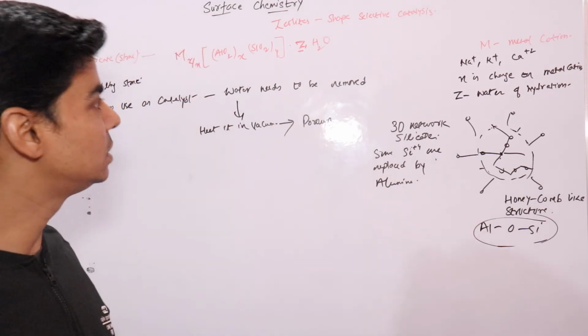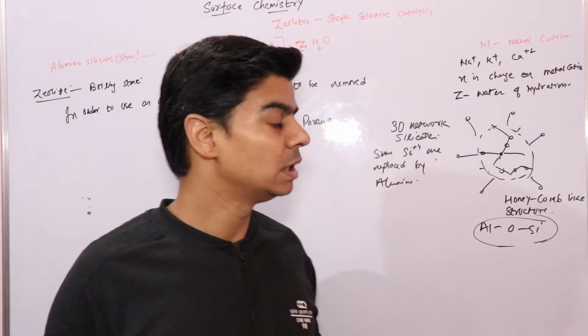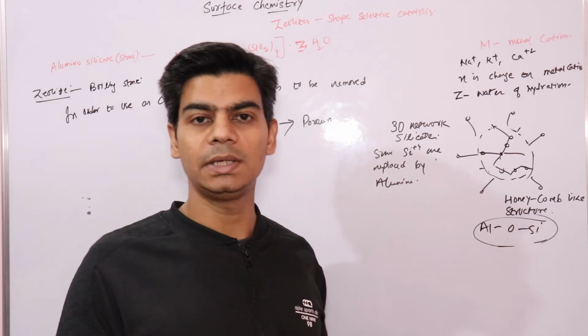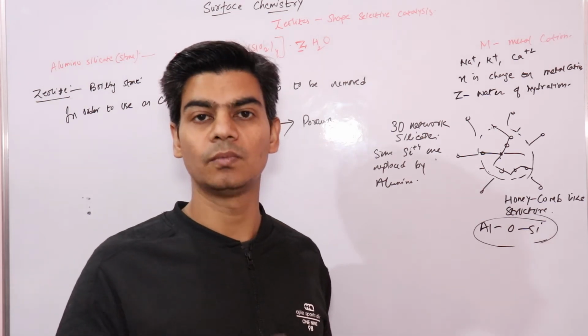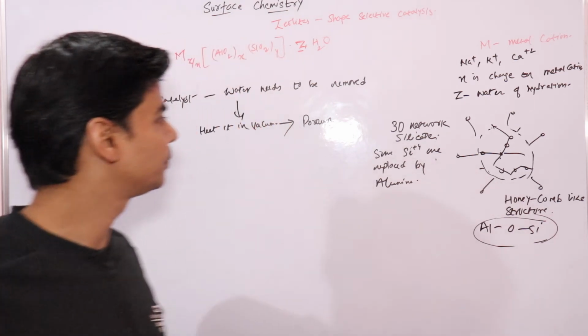So when you remove the water from these pores on the surface of aluminosilicates, the aluminosilicate becomes porous. Now it has empty cavities from which water is removed. These cavities are on the surface of this aluminosilicate.